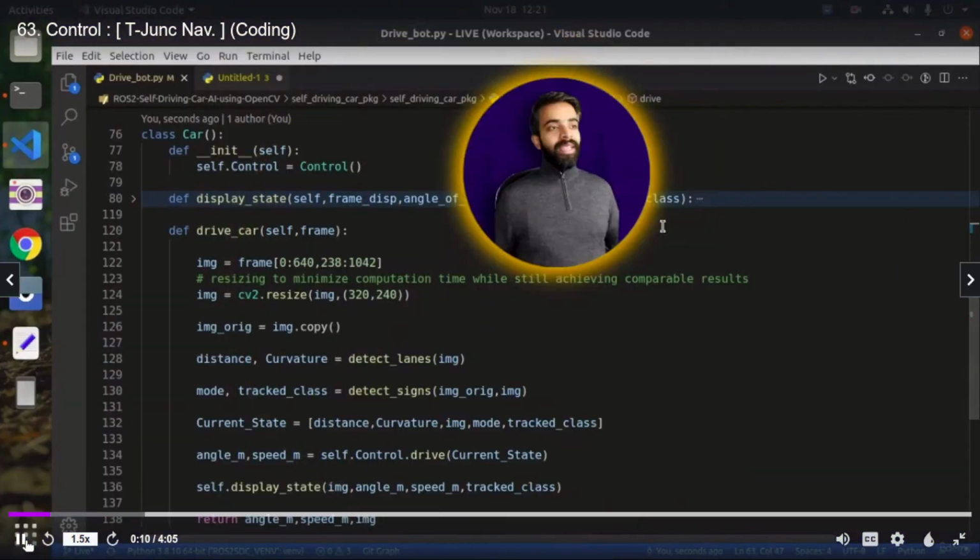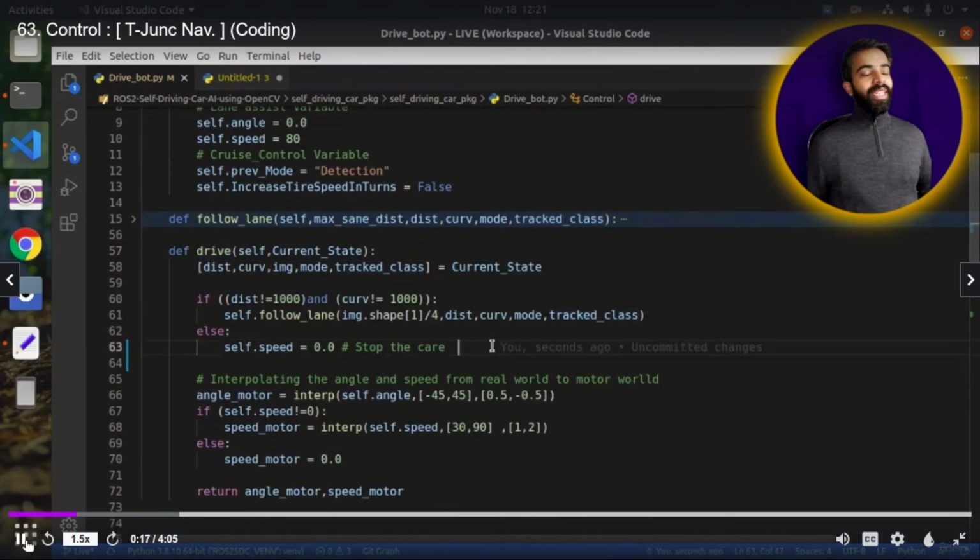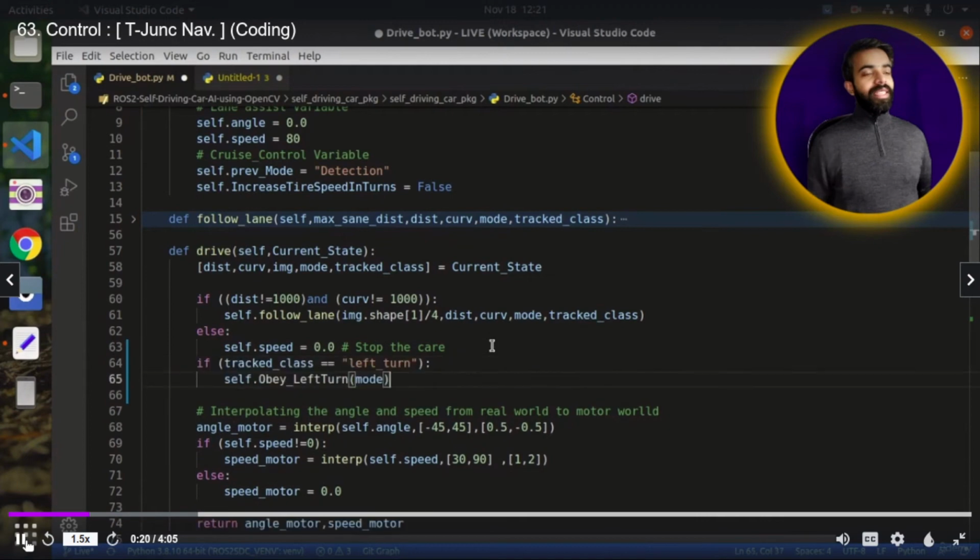Junction requires the same information to be used that was extracted in the sign detection. That was the mode and the track class. Using this information to move inside the drive function, where we check for the left turn to be detected. If such a case arrives, we activate the left turn procedure. This is done by calling the obey left turn.